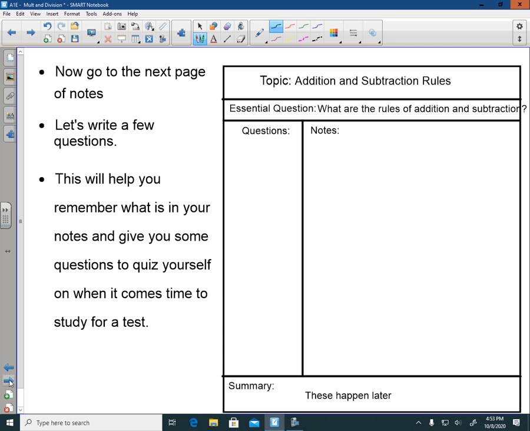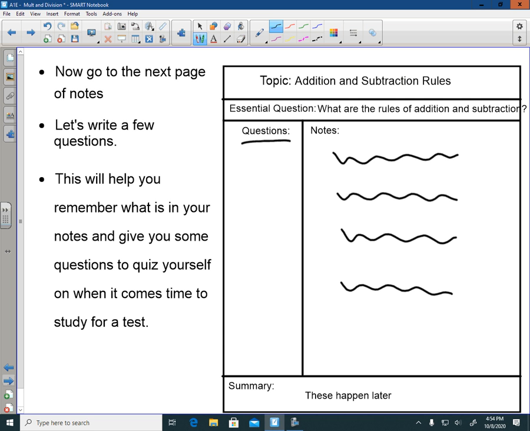Now turn to the next page. On page 2 of your notes, the topic was addition and subtraction rules, and the essential question was, what are the rules of addition and subtraction? And again, you took some notes, yeah? You got some notes here in this part? Now it's time to write some questions in this column right here.